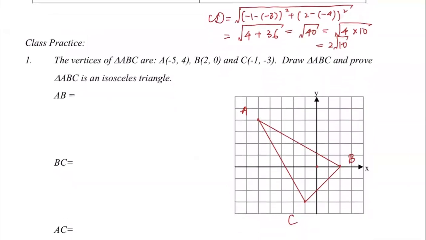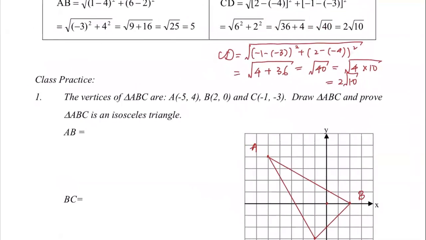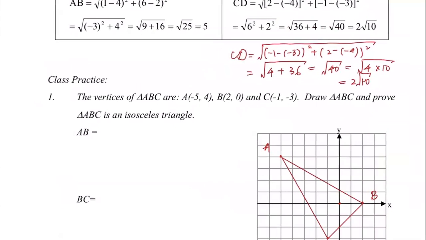Let me write the formula here again, just to remind ourselves. Let's just say AB. So here, AB is a general name of a line segment. It's not the AB here, it's just a general name. Y2 minus Y1 squared plus X2 minus X1 squared.